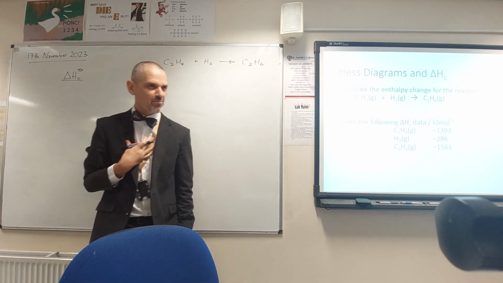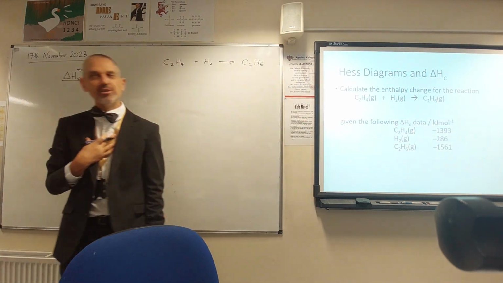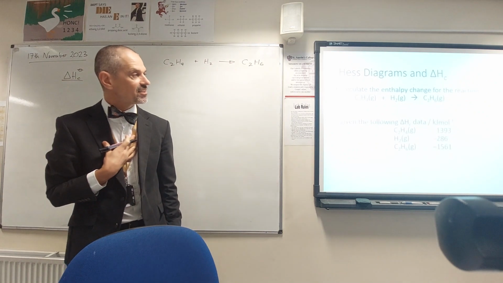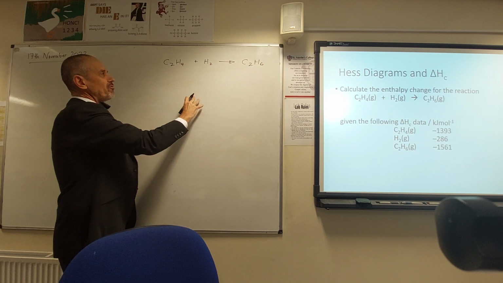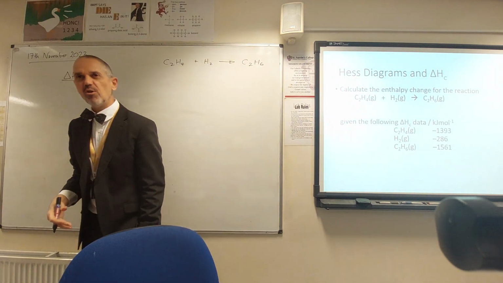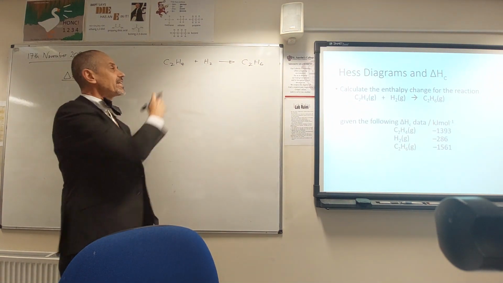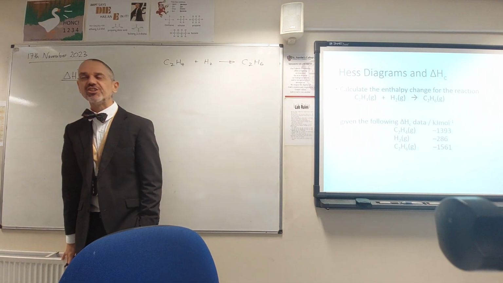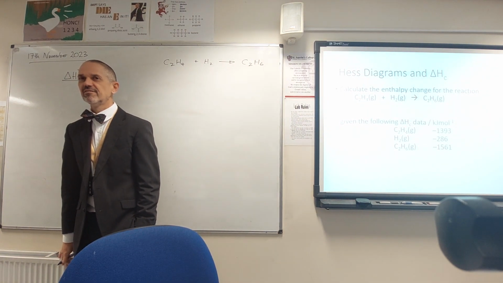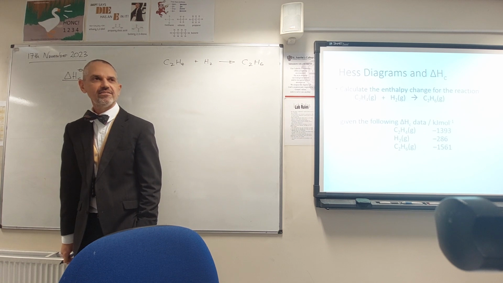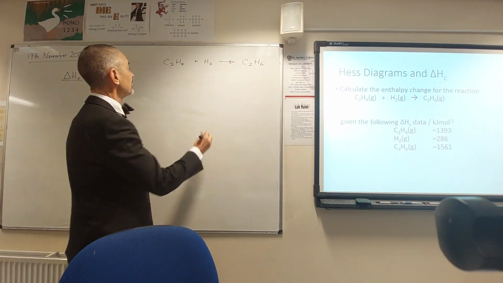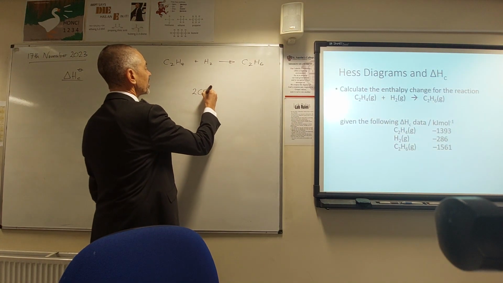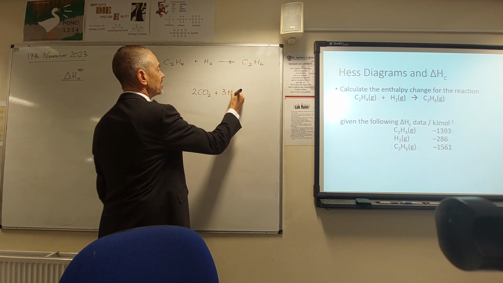It's the data that you're given that will determine how you work out the answer. Because it's combustion data, I'm not forming these things from the elements anymore, I'm burning them. What do I make if I burn ethene, hydrogen, or ethane? What am I making? What do we always make when we burn hydrocarbons completely? Carbon dioxide and water. Okay, so down here I would have a couple of carbon dioxides and a few waters.